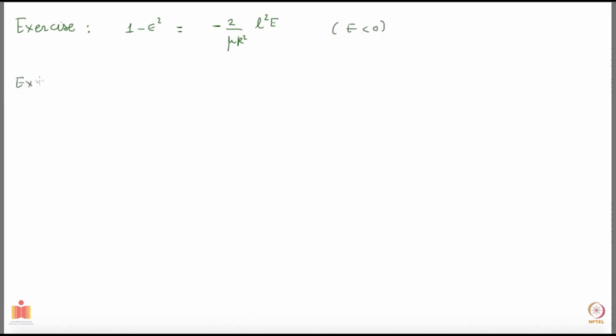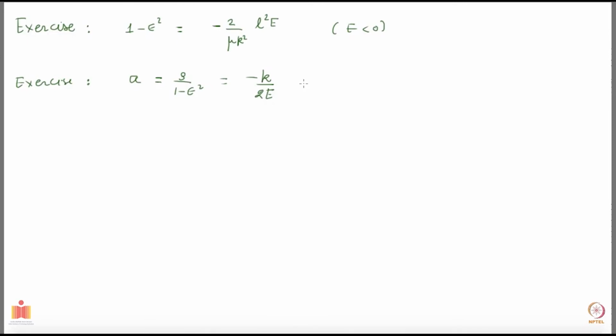Second exercise, please check that the semi-major axis, which we denote by A, which is rho over 1 minus epsilon square, is minus k over 2E. Again E is negative, so minus k over 2E is a positive quantity, which is good because we need A to be positive. It's a length. Also note that the length of the semi-major axis does not depend on L.